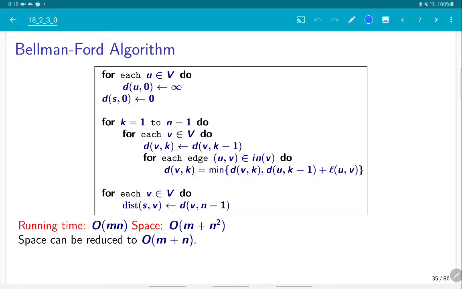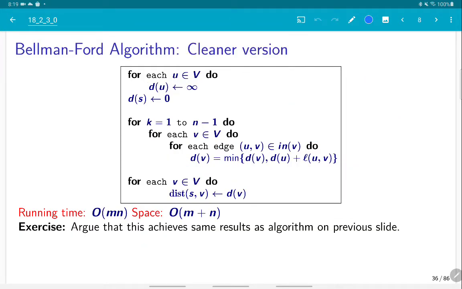But in fact, one can reduce the space to m plus n, because observe that at every point in time, we just need the previous value, k minus 1 and k, right? So in this table that we are filling, we need to remember only 2 rows. So this is O of n, but there's also a way to see it using other approaches, which we will see next.